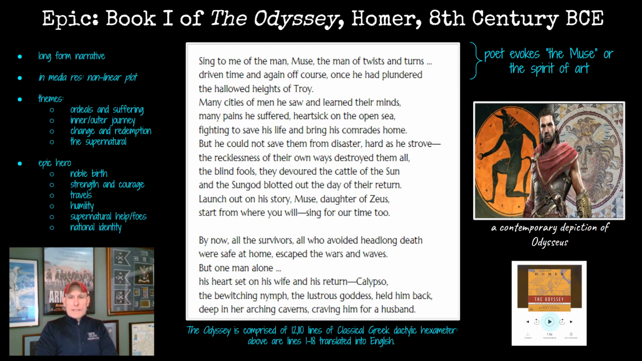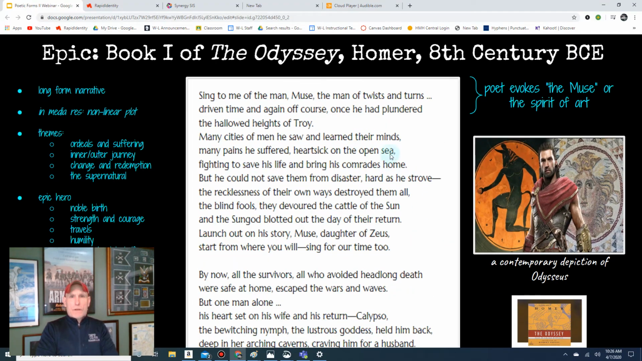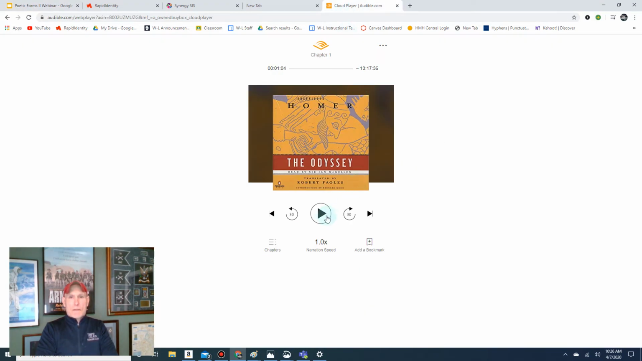But here are the first 18 lines, and you'll notice that at the beginning of the poem, the poet invokes the muse, meaning he calls out to creativity to help him tell the tale. And you'll see that in many different epic forms, the poet speaks directly to art for support in expressing him or herself. It'll take me a second. I'll have to go out of the presentation to begin. But this is the first 18 lines of the Odyssey by Homer.